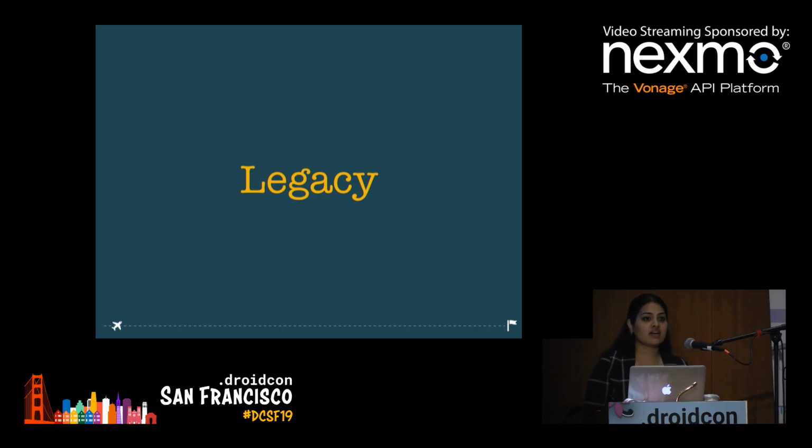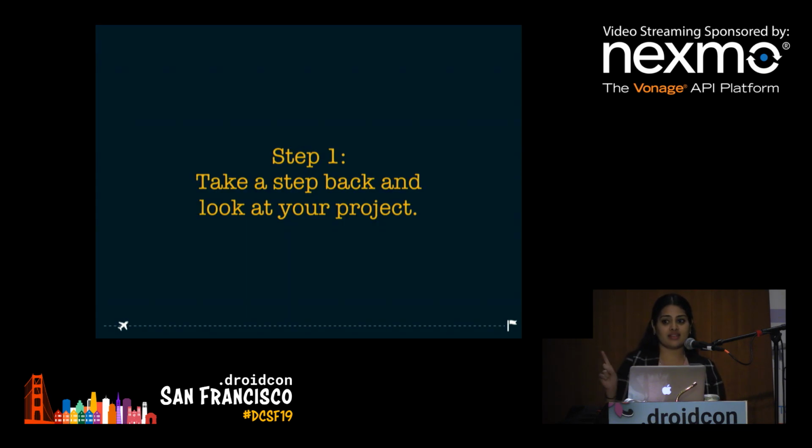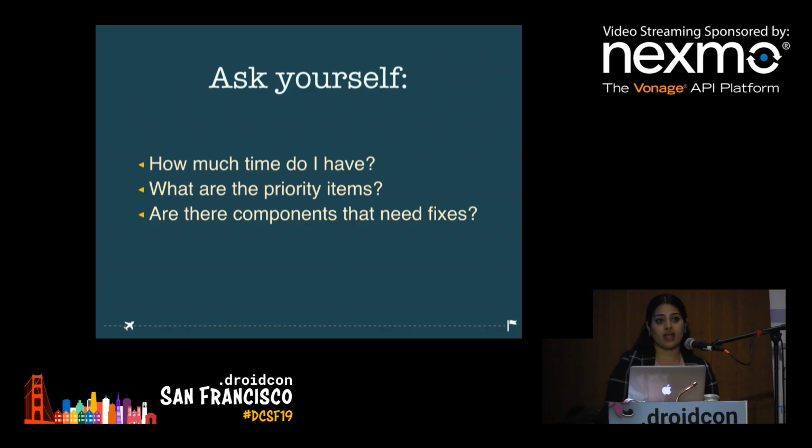For the purpose of this talk, I'm going to define a legacy codebase as any codebase that started off as a Java project and still contains a substantial amount of Java code. So step 1 is to actually take a step back and take a look at your project. Ask yourself these questions. How much time do I have to invest into this project? What are the priority items? Where is the biggest need? And are there any components that need fixes or updates anyway?